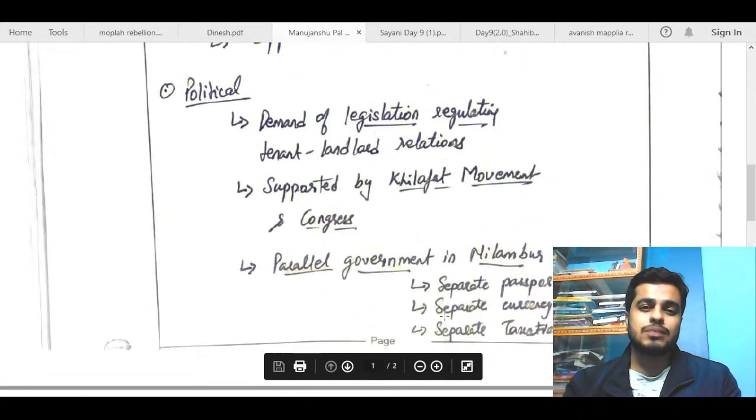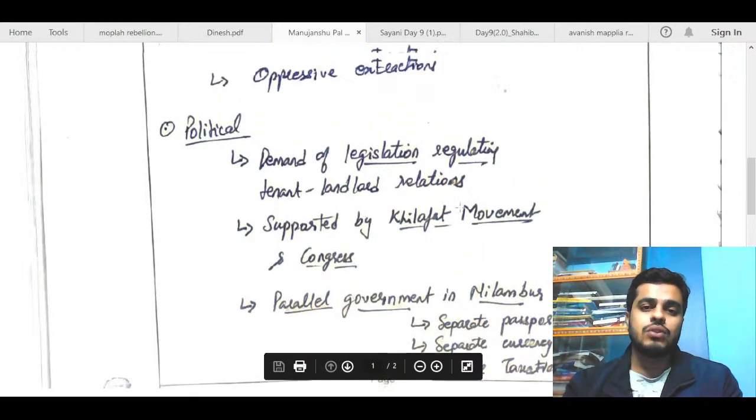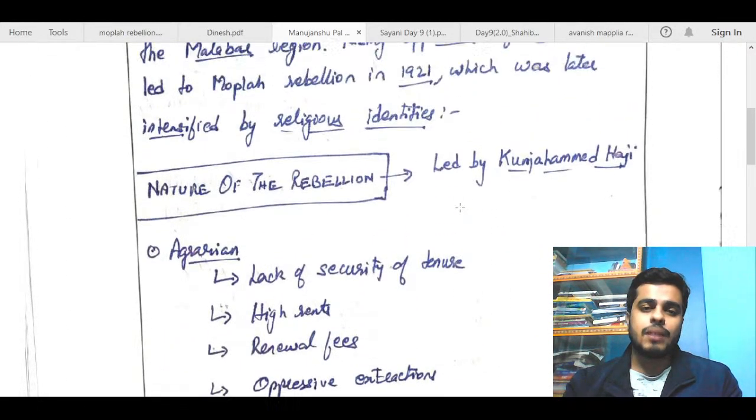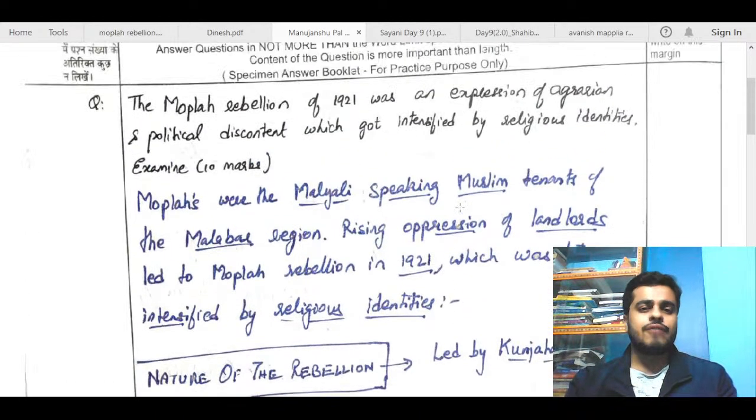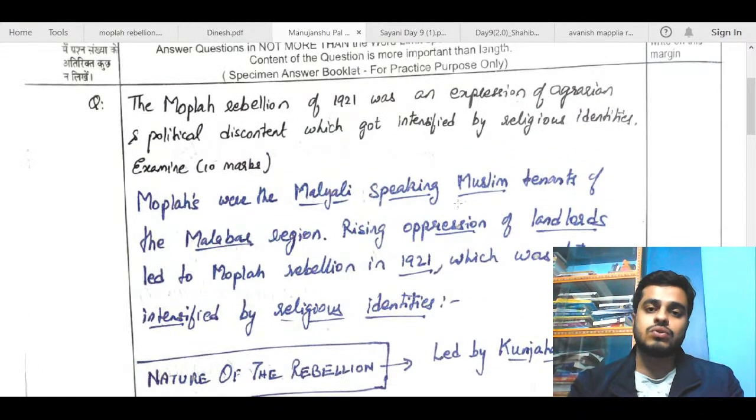Just some explanation in this political discontent part would be better, and one or two more points would be good. Otherwise, the rest of the answer is pretty good. I think you will get 5 out of 10 for this answer, Manoj Ansu.